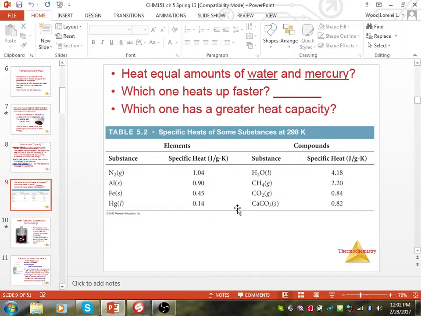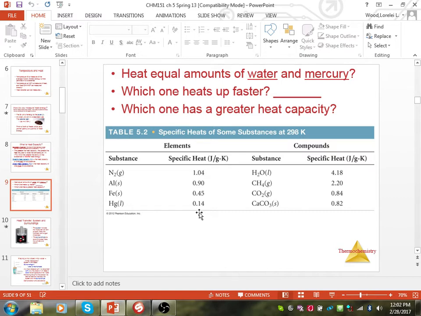All right, so the question then goes to, if I heat equal amounts of water and mercury, which one is going to heat up faster? Add the same amount of heat. What are water and mercury's specific heat values? Water's specific heat is 4.18. Mercury's is much smaller, 0.14. Holy smokes. It doesn't cost you much at all to heat up mercury, right? It costs you a whole lot to heat up water.